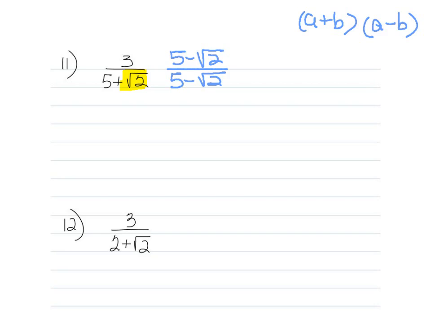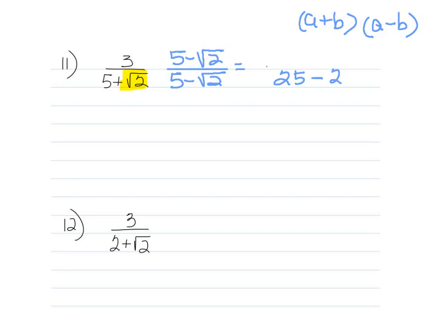This does not change its value, it simply changes its form. Multiplying anything by 1 doesn't change its value. Okay, so let's recall what happens when you multiply two conjugates. You get a difference of squares. The difference of squares would be, let's take the first term 5 and square it, that's 25. It's a difference, so it's always going to be minus. And let's take the second term and square it, so radical 2 squared is 2.